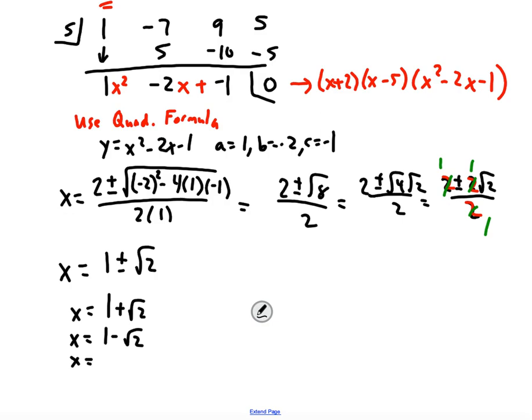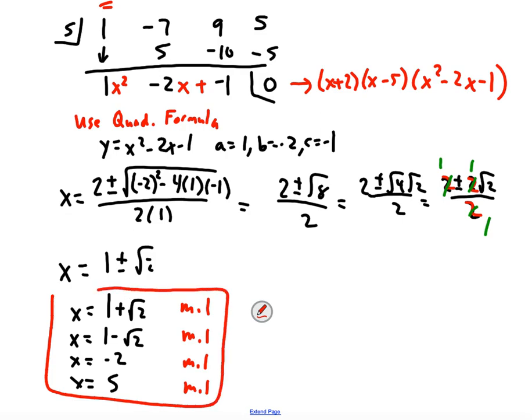Going back up there, we had x equals -2, and we had x equals 5. And remember, they just went straight through each of these, so each of these has a multiplicity of 1. That is our solution. Those are our 4 zeros.